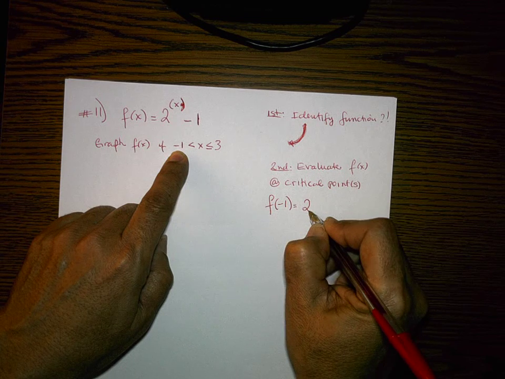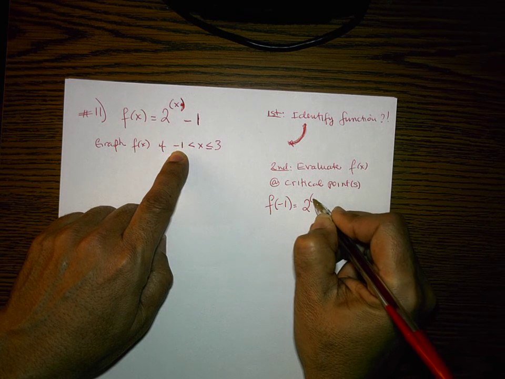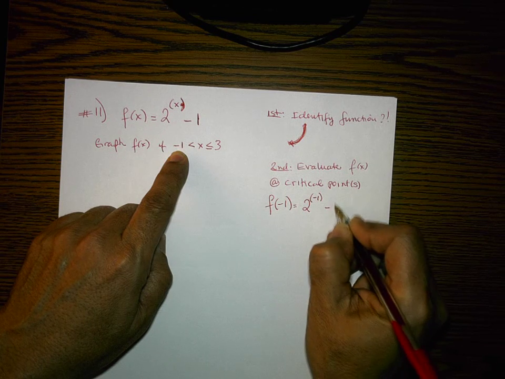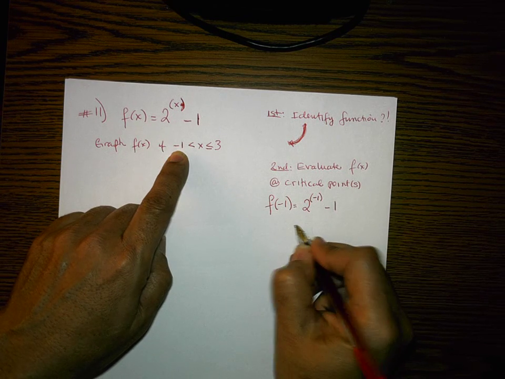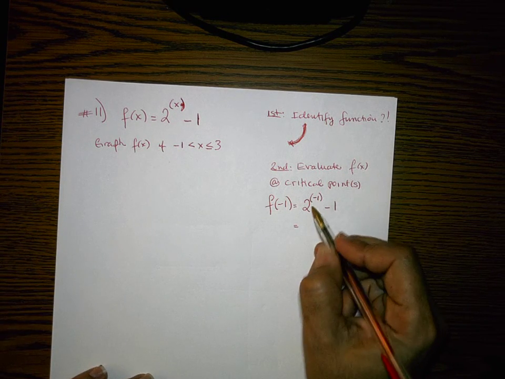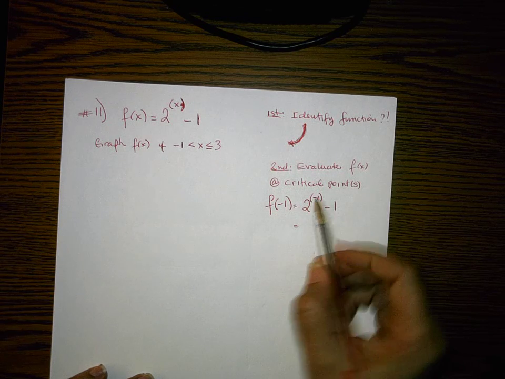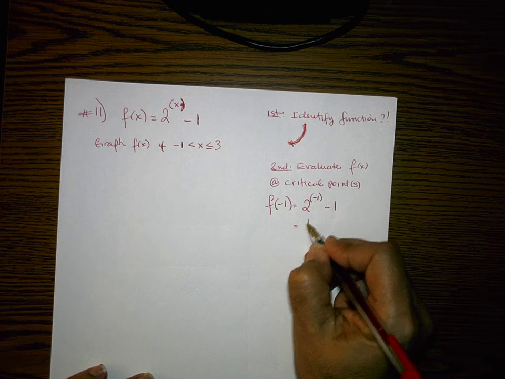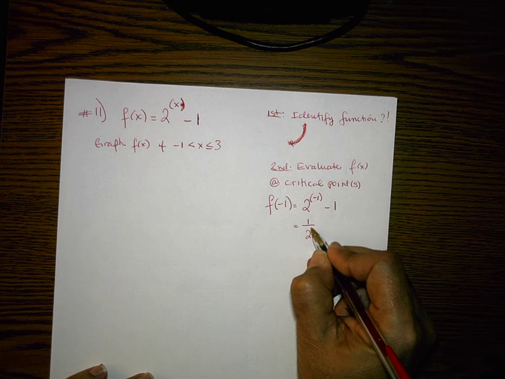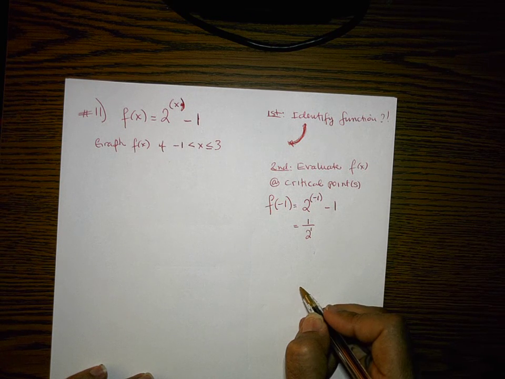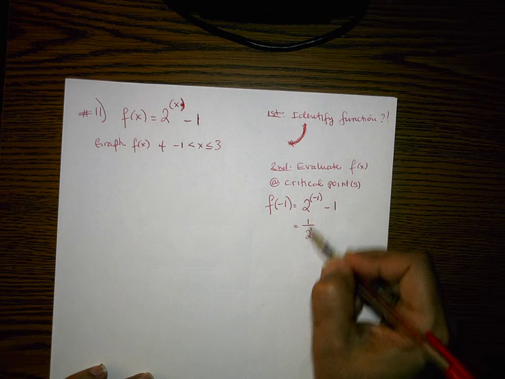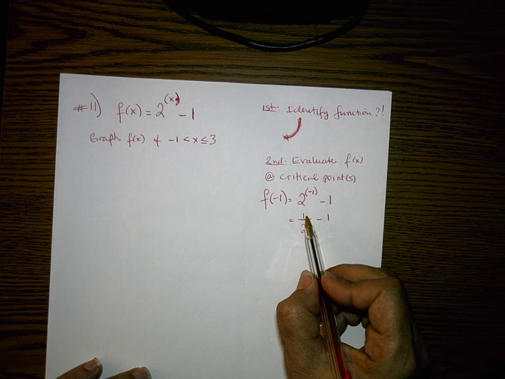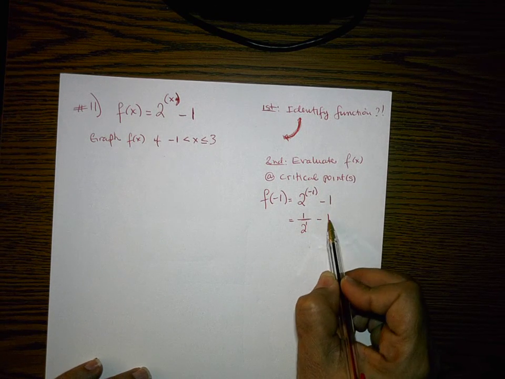So 2 to the power of, instead of an x, now I have a -1, and then minus a 1. Okay, there's a rule of exponent that says whenever I have a negative exponent, I can put it in the denominator: 1 over 2. Instead of a -1, now it's +1. So this becomes 1 over 2 to the first power, minus a 1. So what is 1/2 minus 1?